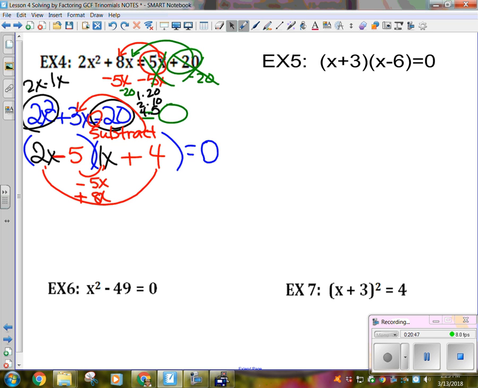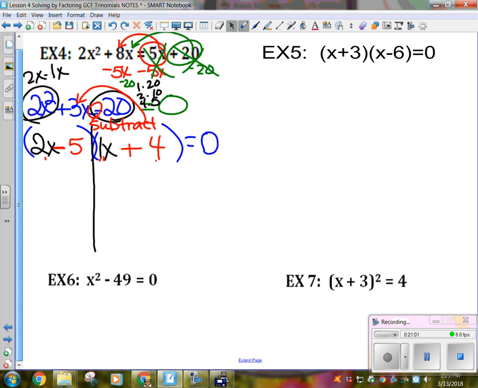You're not done. I'm not done. That inners and outers helped me confirm that I finally got the right combination. I'm still going to split down the middle, and this time my answers are not as obvious. Okay, 2x minus 5 set equal to 0. I'm going to have to solve this because it's not positive 5.